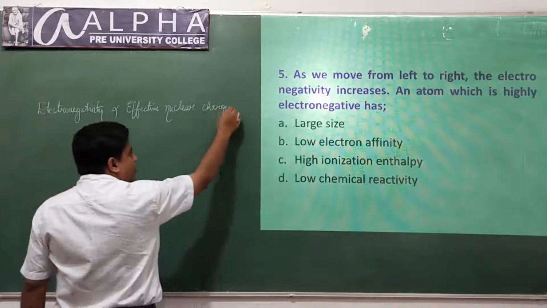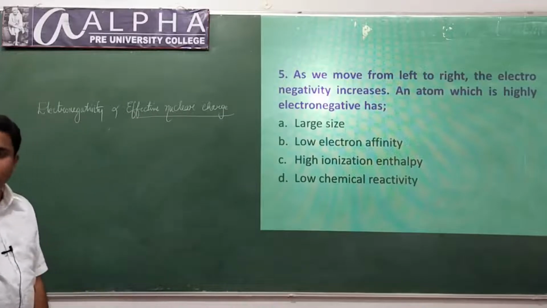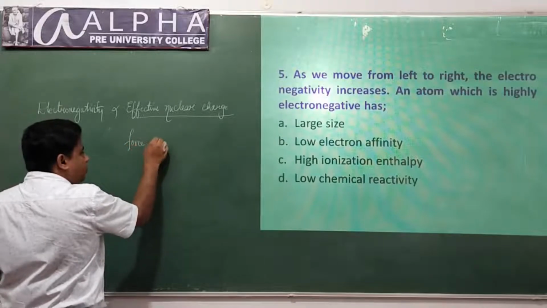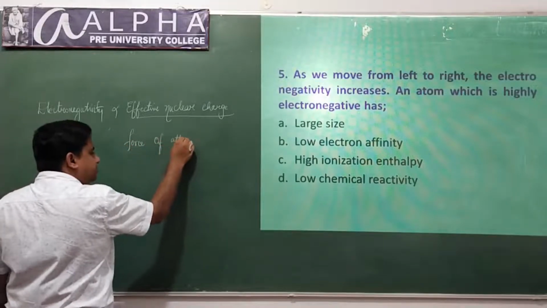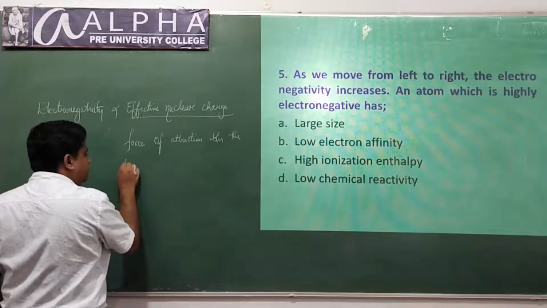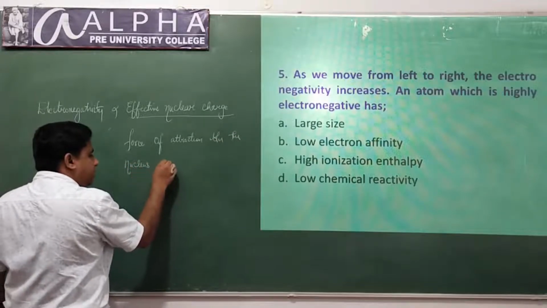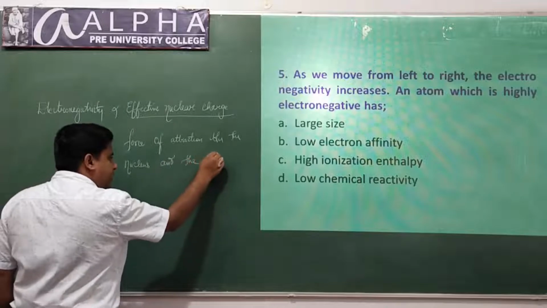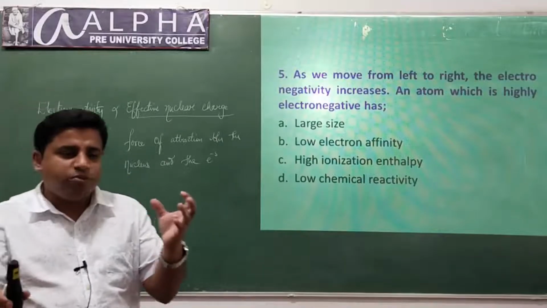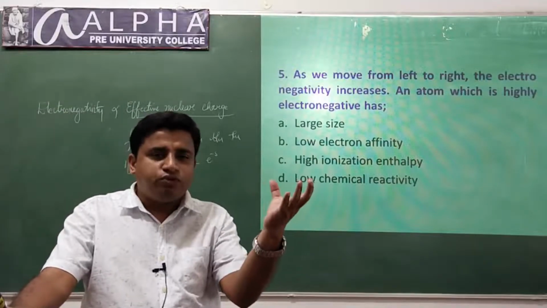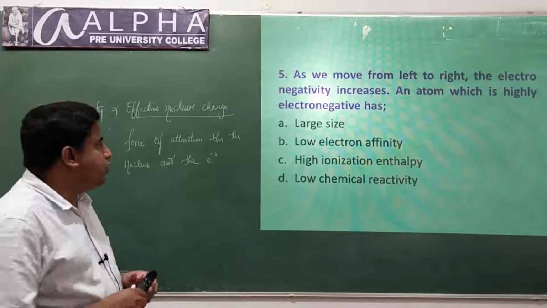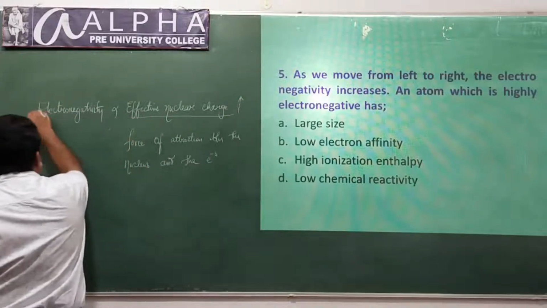Okay, electronegativity is directly proportional to effective nuclear charge. So what do you mean by effective nuclear charge? Effective nuclear charge is the force of attraction between the nucleus and the electrons. That's it. We know the nucleus will be pulling the electrons towards itself. The force with which the nucleus pulls the electrons towards itself is called effective nuclear charge. So if effective nuclear charge is more, then electronegativity will be more.